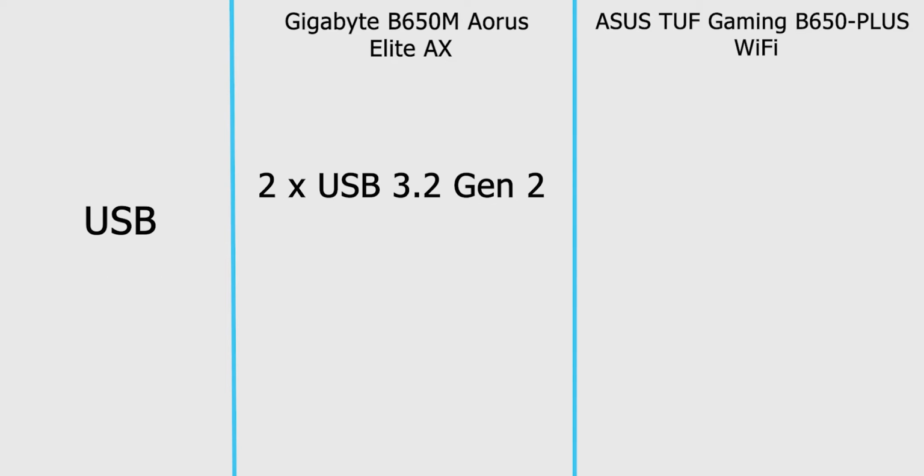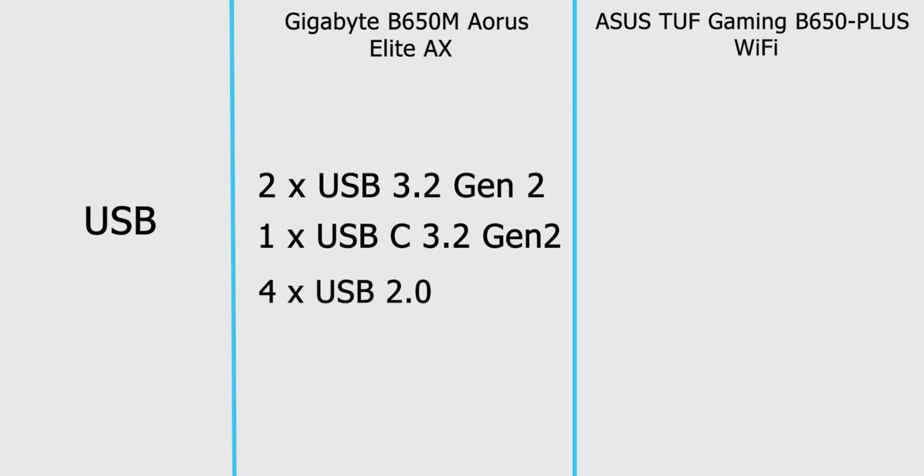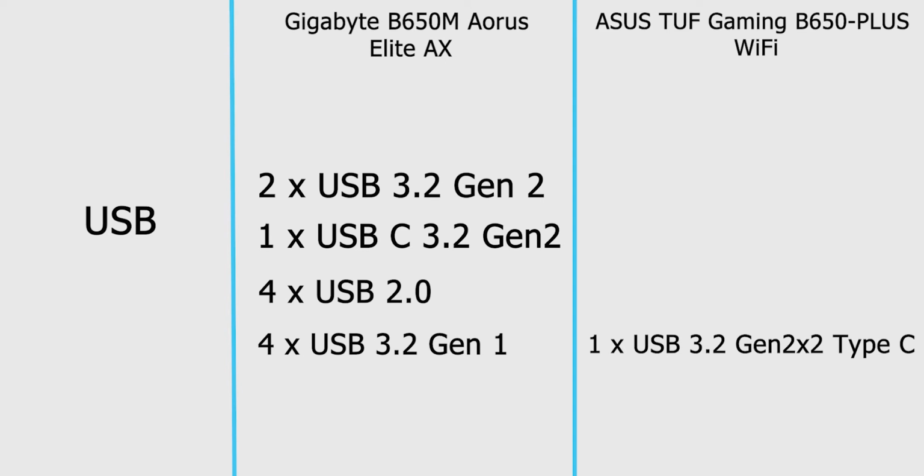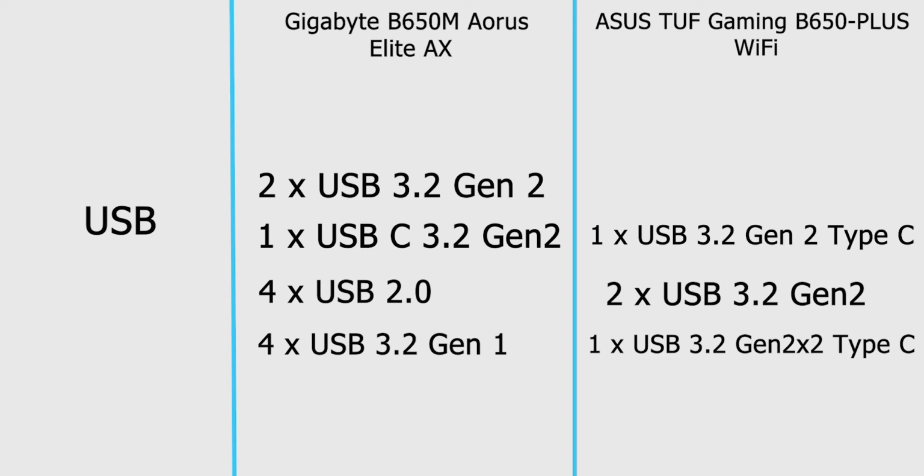Gigabyte has two USB 3.2 Gen 2, one USB Type-C 3.2 Gen 2, 4 USB 2.0 and 4 USB 3.2 Gen 1. Asus comes with one USB 3.2 Gen 2x2 Type-C port, two USB 3.2 Gen 2, one USB 3.2 Gen 2 Type-C and 4 USB 2.0 ports.